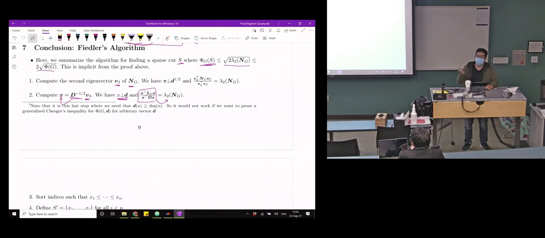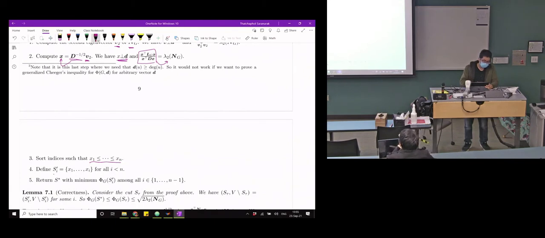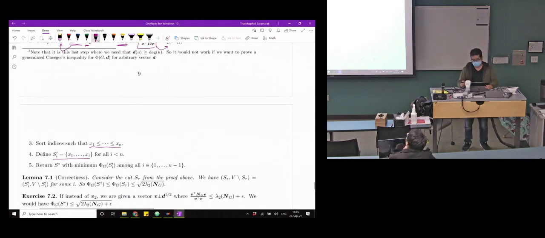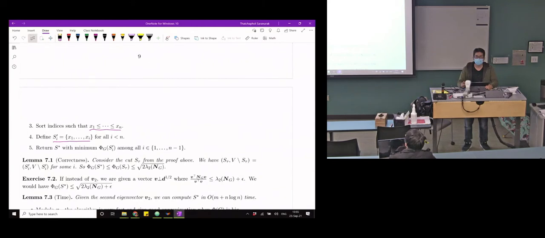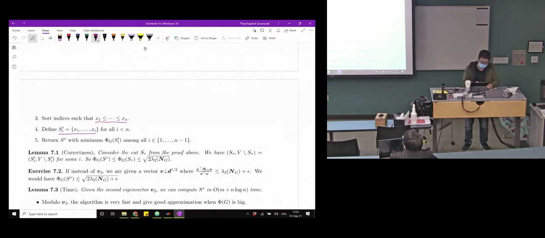Now, from the proof that we just saw, you can see that we literally just sort the nodes by x, and define a sweep cut. For each i, you get a prefix cut, and just return the best one. That's the algorithm. And yes, it is correct, as we discussed above.